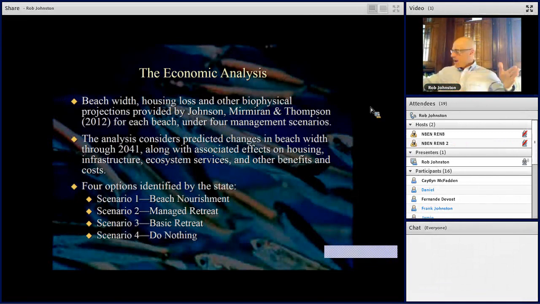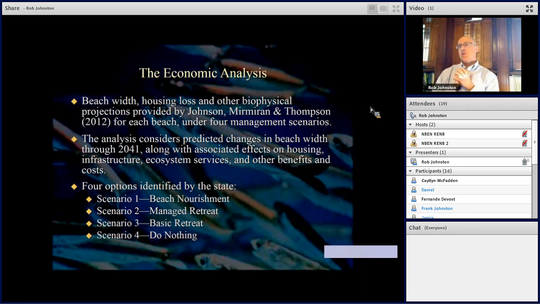We looked at the time period from 2012 out through 2041. Actually, we started in 2011, so it was a 30-year time horizon. We looked at housing, infrastructure, natural systems, basically everything we could think of, and we measured what were considered to be the major areas of benefits and costs.